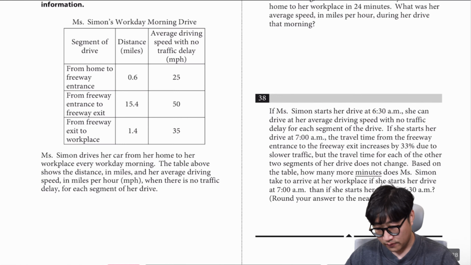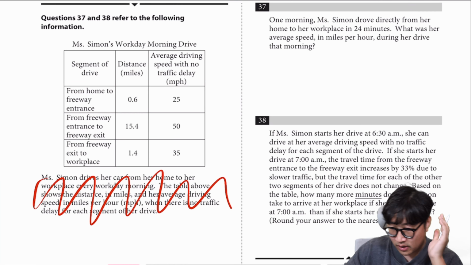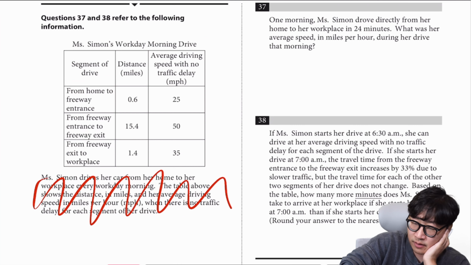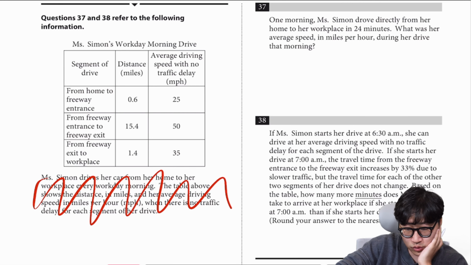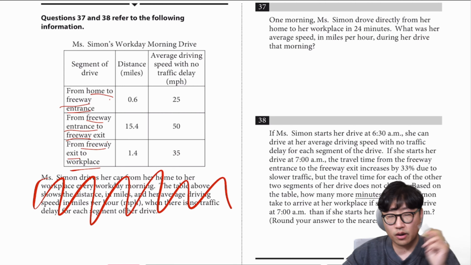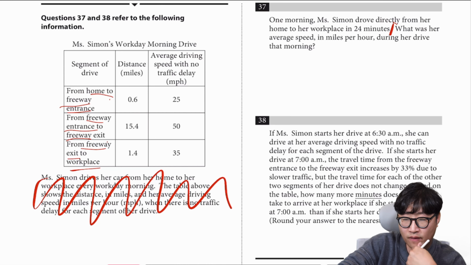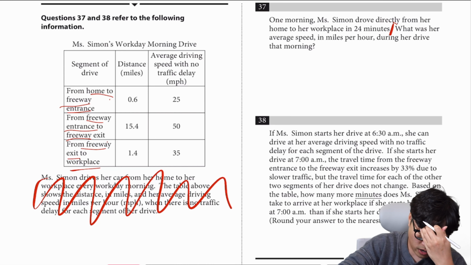All right, number 37 and 38 has got to do with this. Oh my God, so long. I don't want to read that, whatever. 37, one morning, Miss Simon drove directly from her home to workplace. So what is this? Home to freeway entrance, freeway exit to workplace. Oh, okay. So that took 24 minutes for her. What was her average speed in miles per hour during her drive that morning?